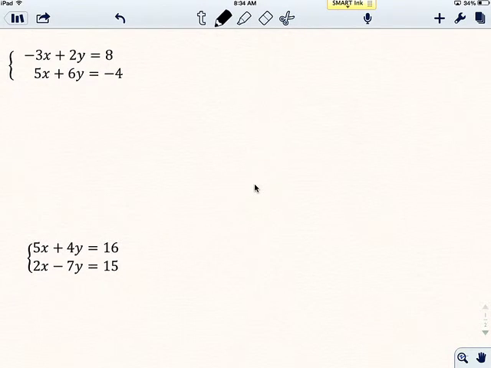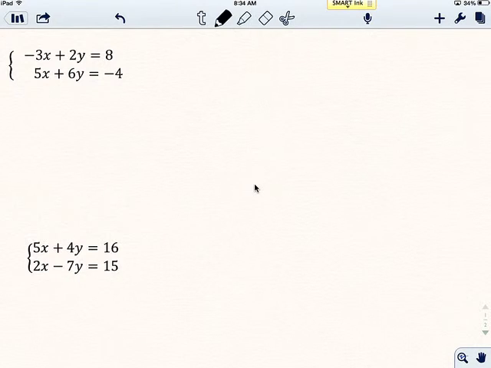Okay, on to question number 3. I've got negative 3x plus 2y equals 8 and 5x plus 6y equals negative 4. Now again, I have to formulate a plan to cancel out either the x's or the y's, and I see right away that I can't just cancel them if I leave the equations like this. So I need to figure out what do I need to multiply by in order to cancel.